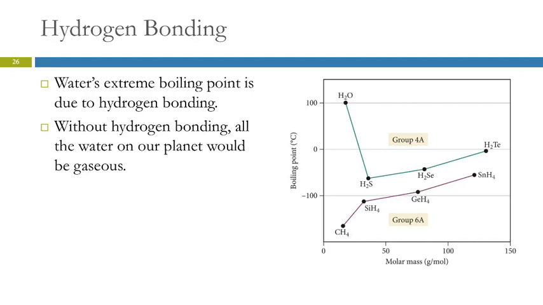So if we compare different hydrides, these are group 6A. No, they're not. Who proofreads this book? What group is oxygen in? 6. What group is carbon in? 4. This is group 6A. This is group 4A.